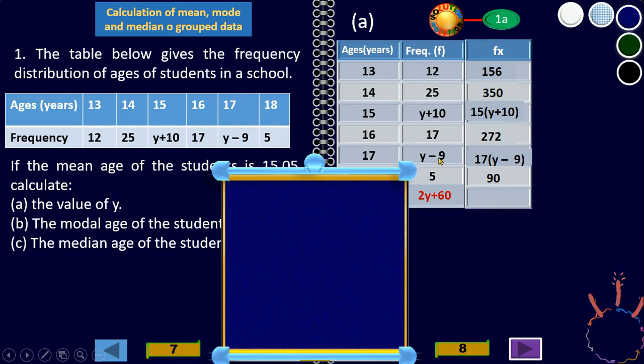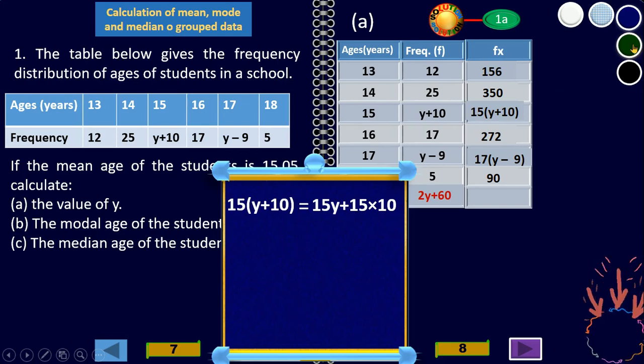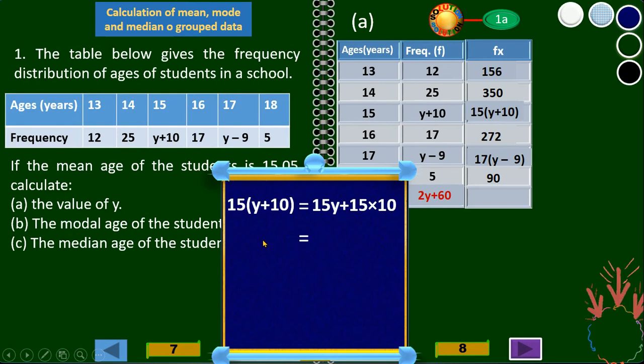So now let's add. But before we add, we need to simplify this. Let's simplify this. 15 into y plus 10. Removing bracket will give us 15y plus 15 times 10. And that will give us 15y plus 150. That's 15y plus 150.